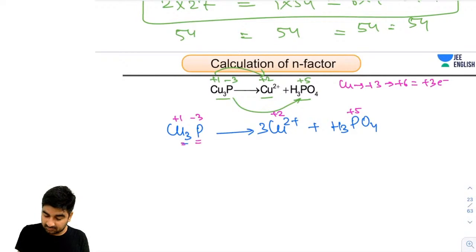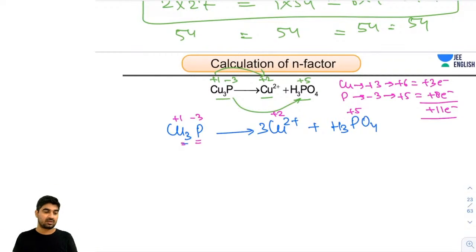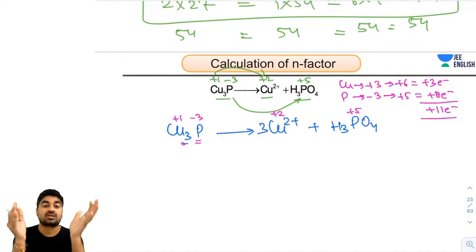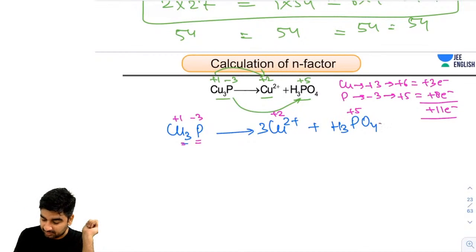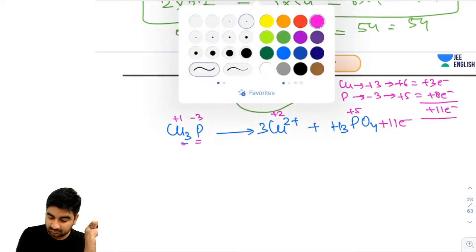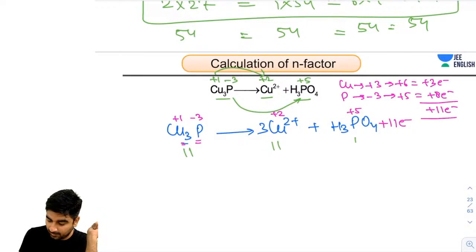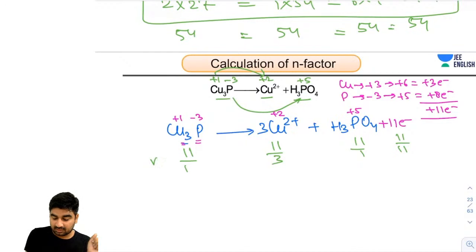Then we have phosphorus, so it is moving from -3 to +5. So there will be a total of 11 electrons. So guys, net loss of 11 electrons is taking place. Just solve them, you will not find anywhere how to calculate n factor for it. So just write 11 electrons, and now 11, 1, 3 and 1. Again you will be getting n factor as 11, 11 by 3, 11 and 1.